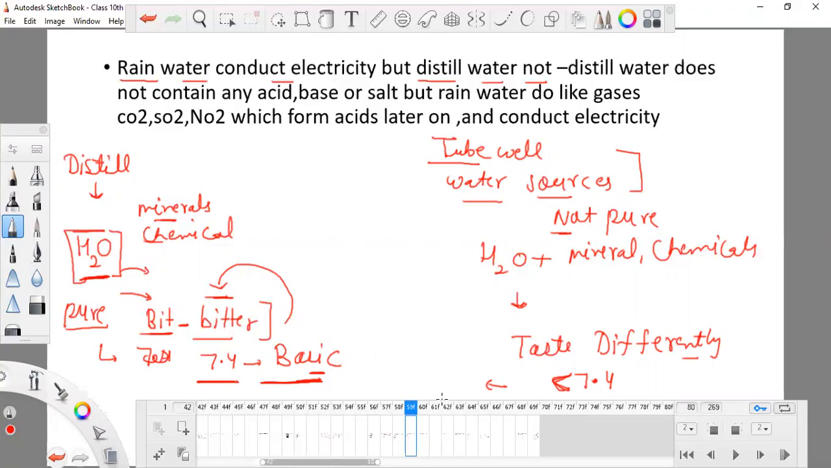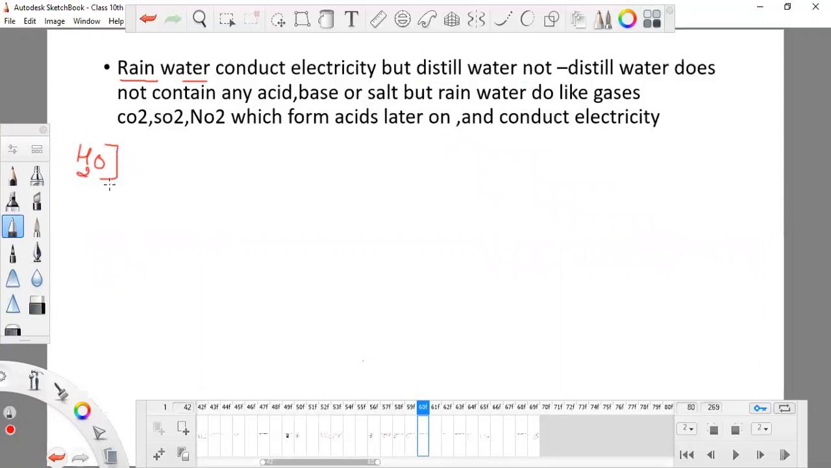This pure water is purely H2O and there are no other substances, so this water cannot conduct electricity. Why so? Despite being hydrogen rich, pure water cannot release its hydrogen ion.